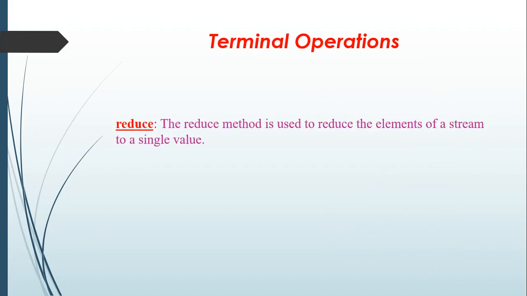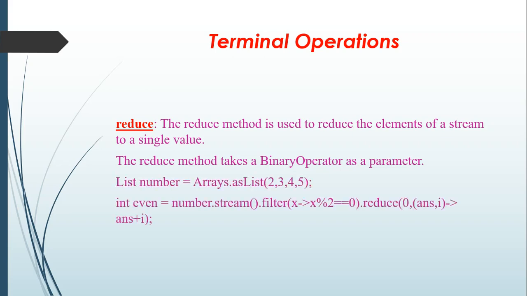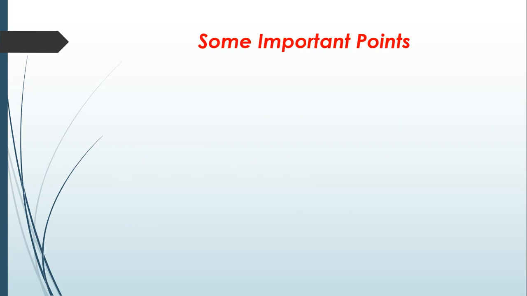Next is reduce. The reduce method is used to reduce the elements of a stream to a single value. If we want to combine all the elements of the stream into a single value, then we can use the reduce method. The reduce method takes a binary operator as a parameter. For example, int even = number.stream().filter(x -> x % 2 == 0).reduce(0, (ans, i) -> ans + i).